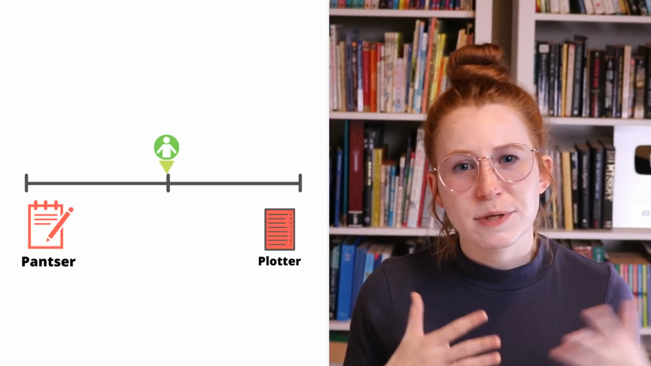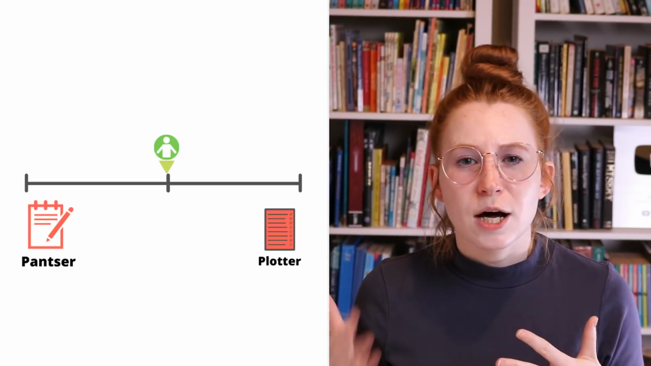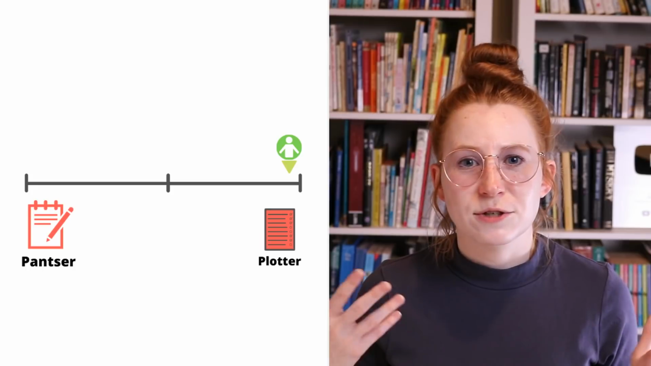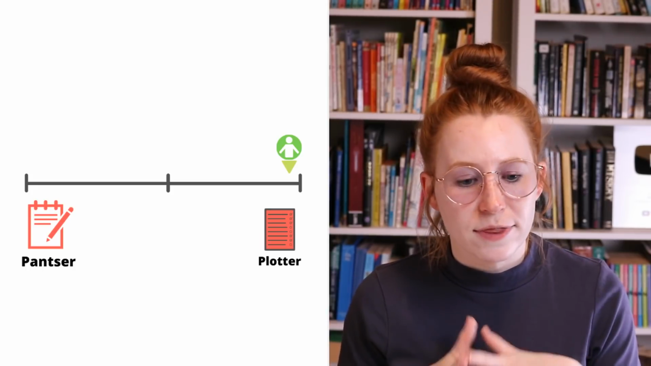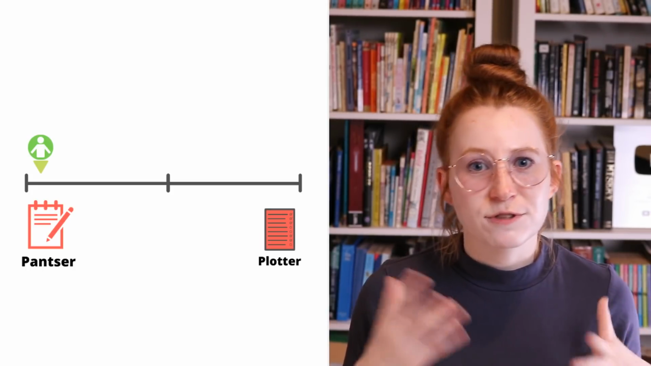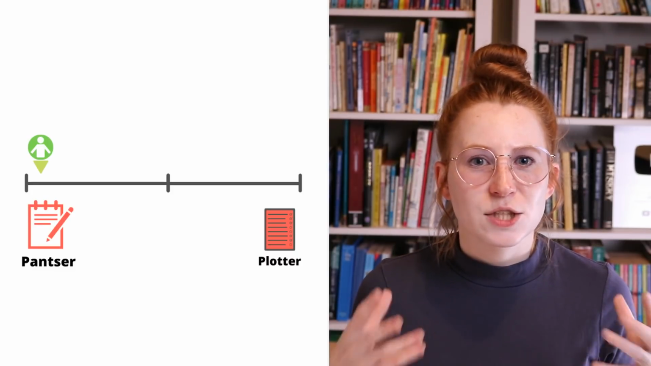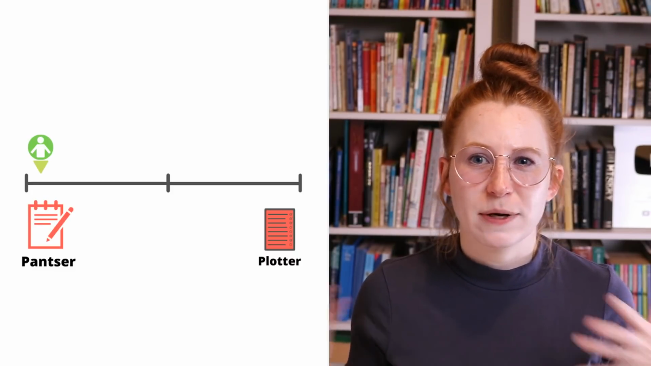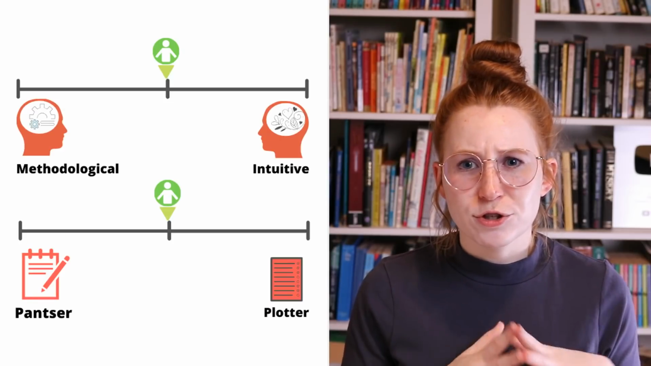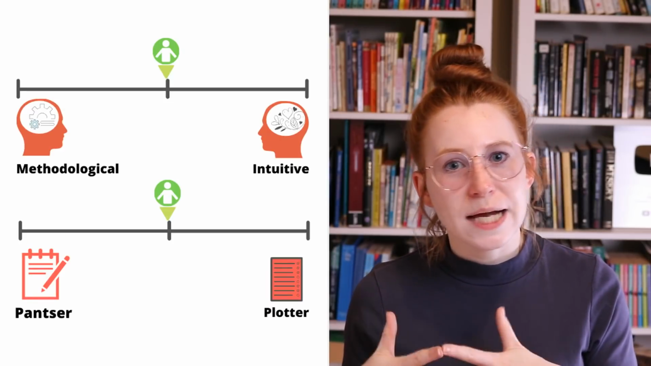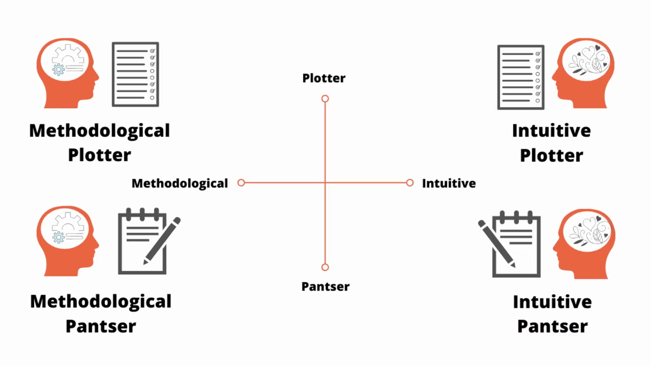The other continuum is pantser versus plotter. A plotter would be somebody who plans their novel in advance, writing out scenes, plot points to whatever degree works for them. And then the pantser flies by the seat of their pants. They don't really plan in advance. You might also call this a discovery writer. So those are the two continuums, and that's where we get the four types, which are methodological plotter, methodological pantser, intuitive plotter, and intuitive pantser, which is what we are talking about today.